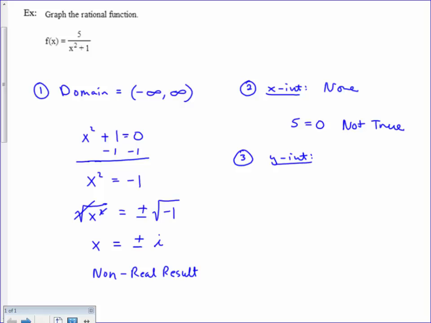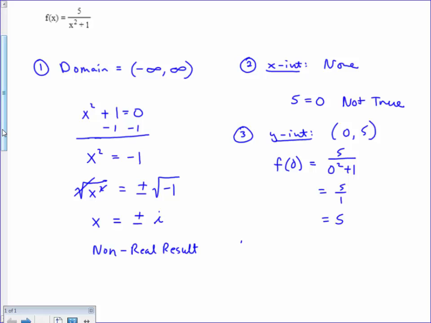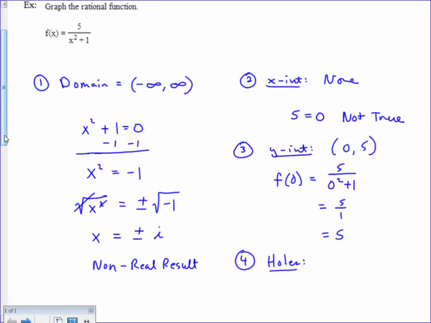All right, step 3, finding the y-intercept. We know we're supposed to evaluate our function at 0. So f of 0 would equal 5 over 0 squared plus 1, which would be 5 over 1, which would just be 5. So we do end up having a y-intercept at (0, 5). Fourth step, we'd make a note about holes. I know we've talked about holes. We haven't found any in the most recent problems, but we want to make sure to check for them. This example didn't factor, so naturally nothing canceled, and so there are no holes.